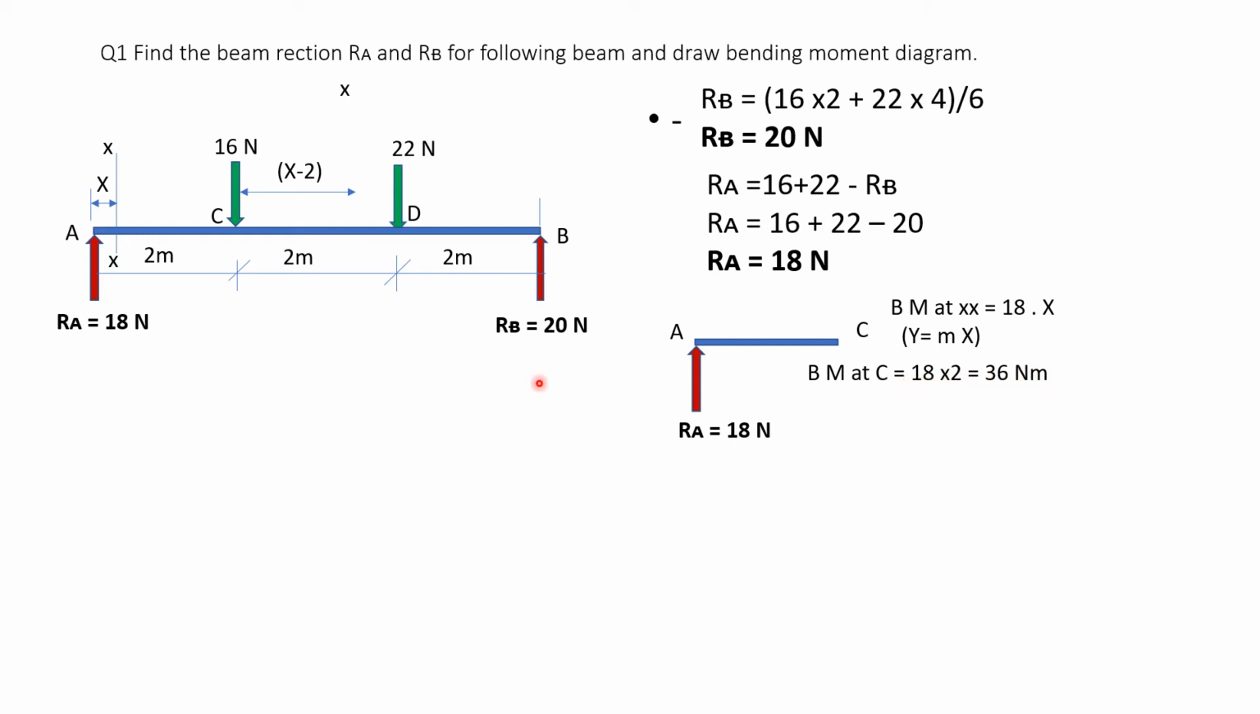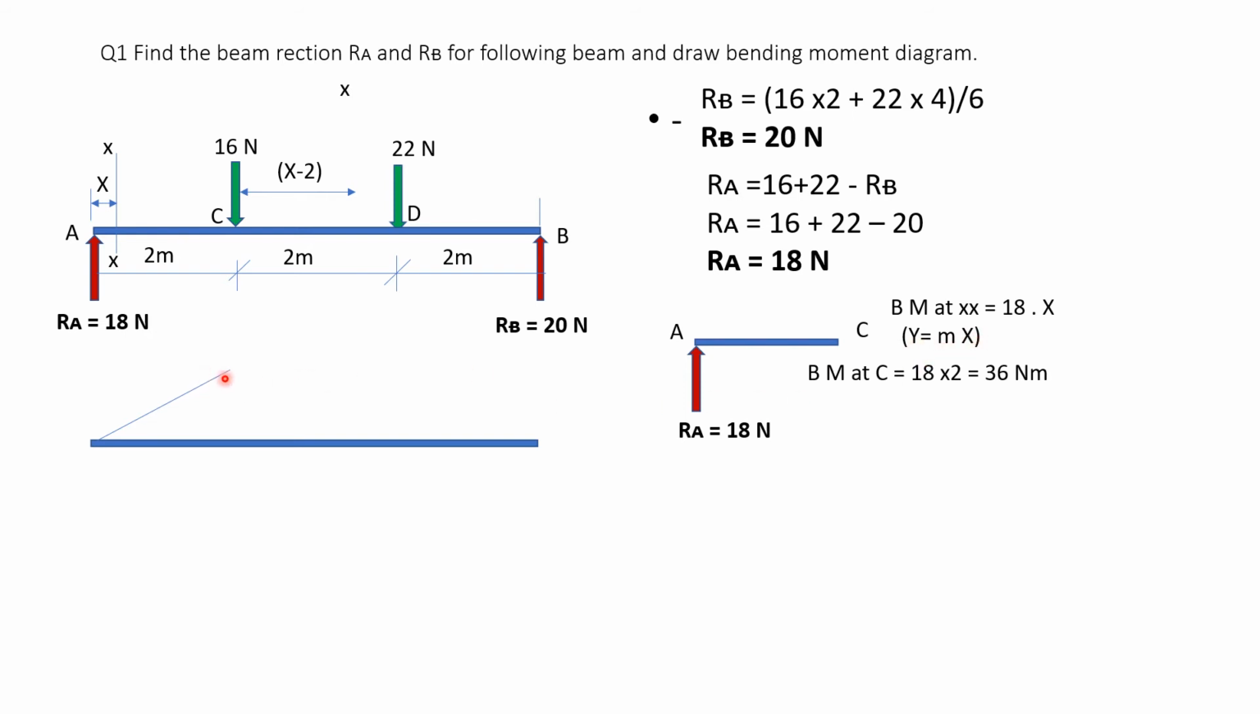At C, the distance from A is 2, so x will become 2 meter at C. Substituting the value of 2 as x in 18x, it is 36 Newton meter. So how do we draw it? This is the baseline. At A it is 0. At C it is 36 Newton meter, and in between it slowly increases in a straight line. This is the equation y is equal to mx, a straight line.